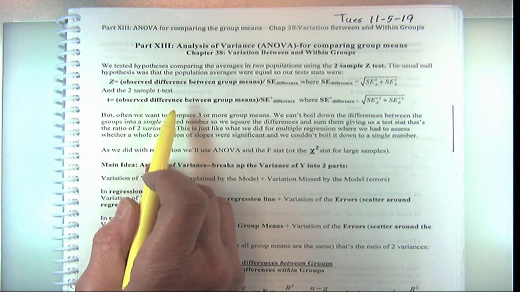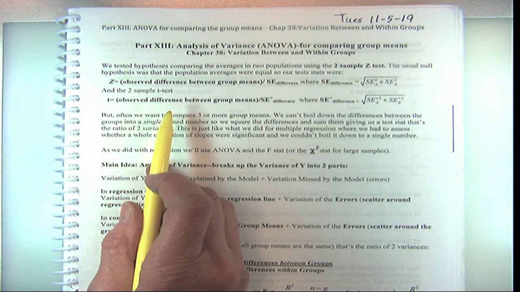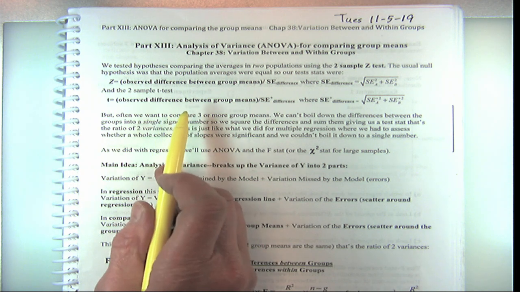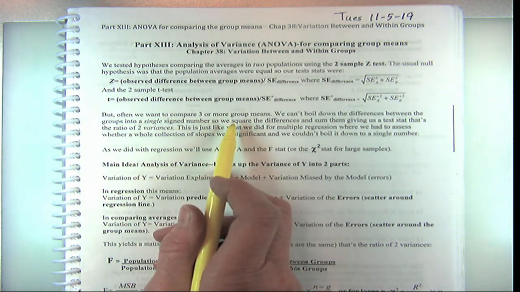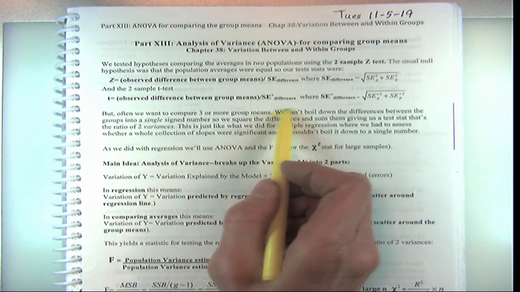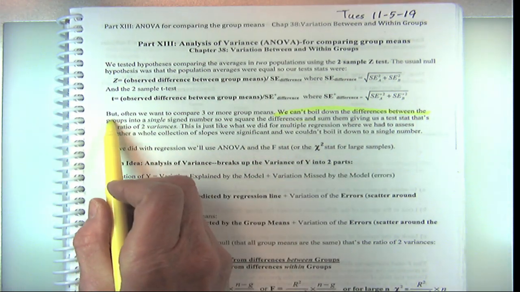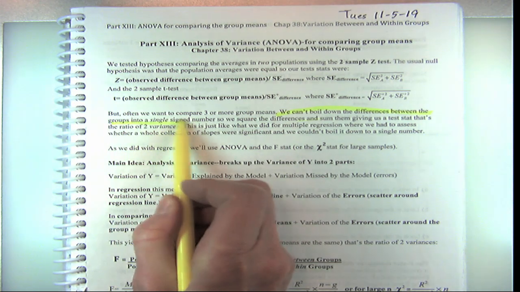But what if we wanted to compare differences between exam scores between more than two groups? Let's say one thing I've been looking at is our freshmen, sophomores, juniors, and seniors. Are there any differences in the group means between their exam scores? Do freshmen do better or worse than the others, or seniors, etc.? And so then I have 4 group means that I want to compare, and the problem is, as usual, we can't boil down the difference between more than 2 groups into a single signed number.